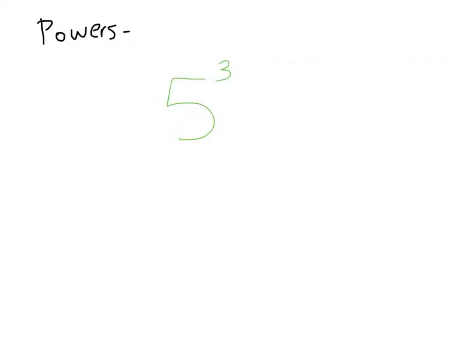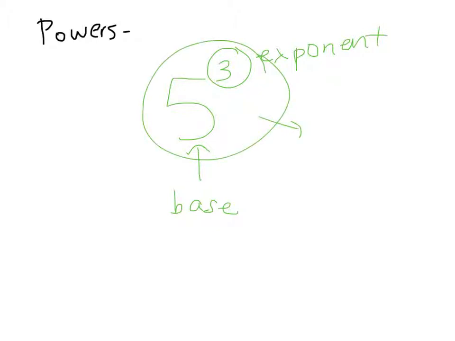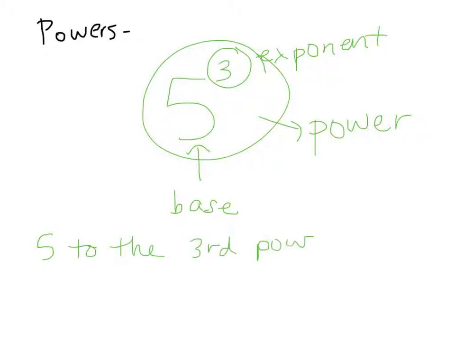Alright, now powers. Powers are just a shorter way of writing multiplication. So just a little vocabulary. The 5 here, the big number, we call the base. The little 3 up here, we call the exponent. And then all of this together, we call a power. Okay, there's different ways that we can read those. We can read 5 to the third power. We can read 5 to the power of 3.